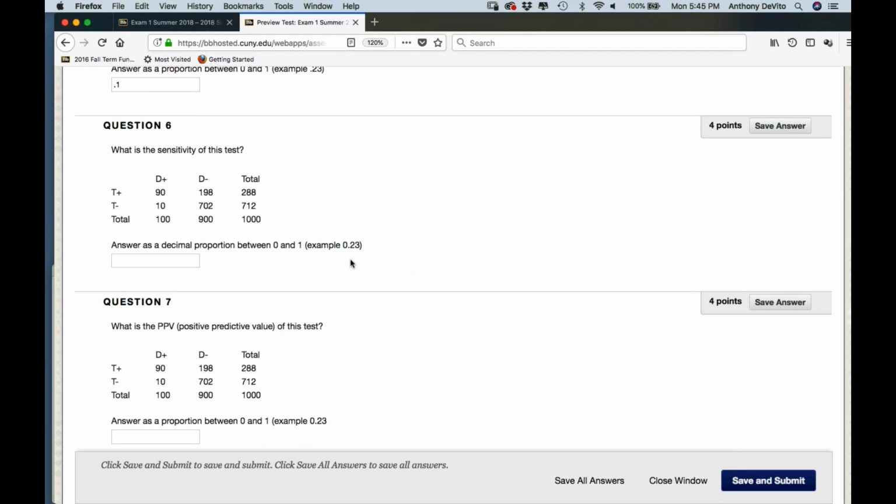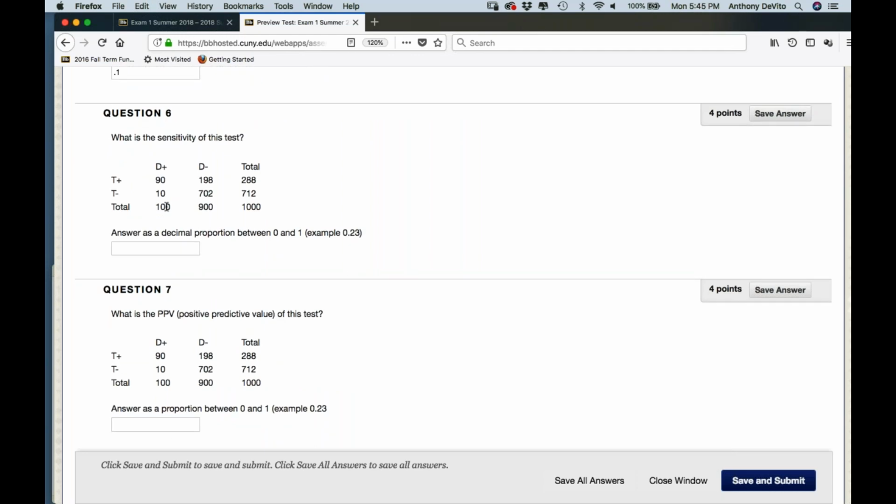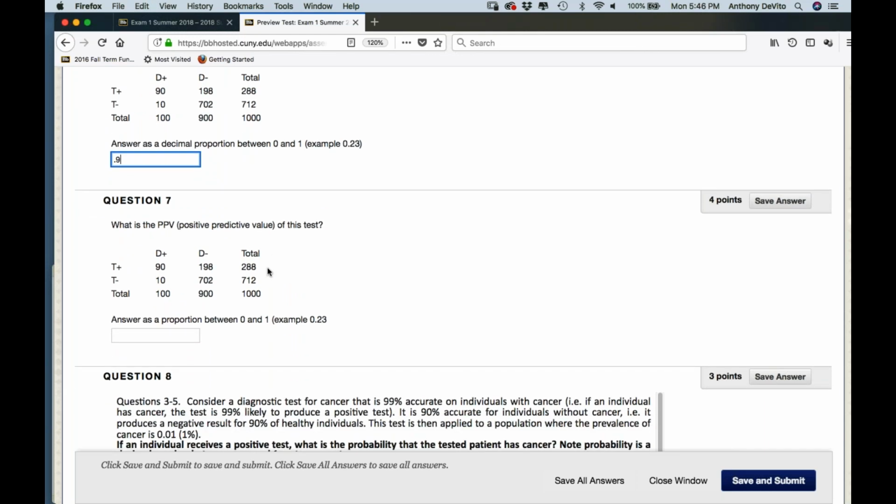What's the sensitivity of this test? Well, 100 people have the disease. It correctly identified 90 of them. Unfortunately, I kind of gave that away ahead of time, because that's what I described already. So the sensitivity of this test would be 90% or 0.9. That's the sensitivity of the test.